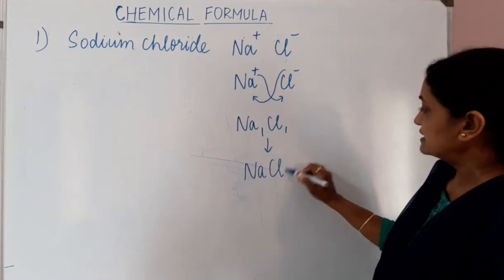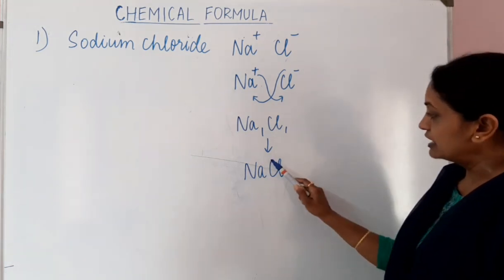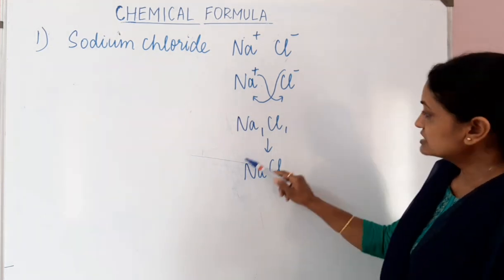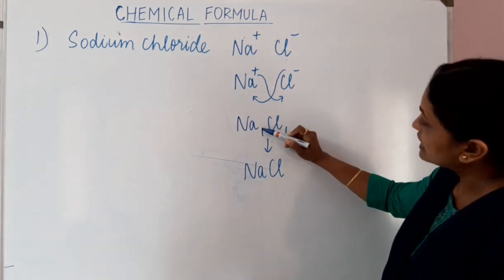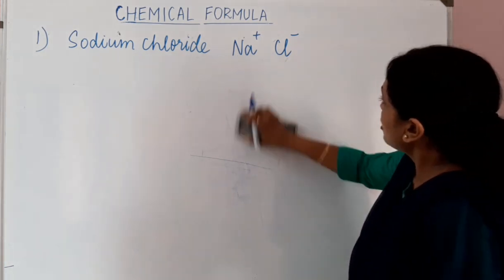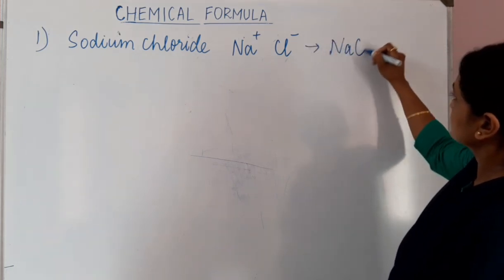We write NaCl. Because as I explained just now, in this formula you will see 1 atom of sodium and 1 atom of chlorine. So this is sodium chloride. If we don't write 1, that is okay. So here the formula of sodium chloride is NaCl, right?